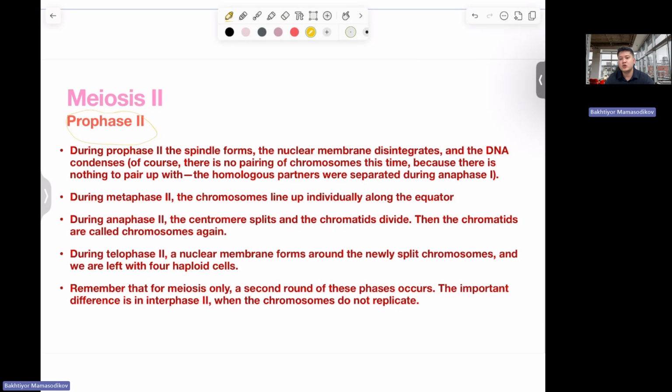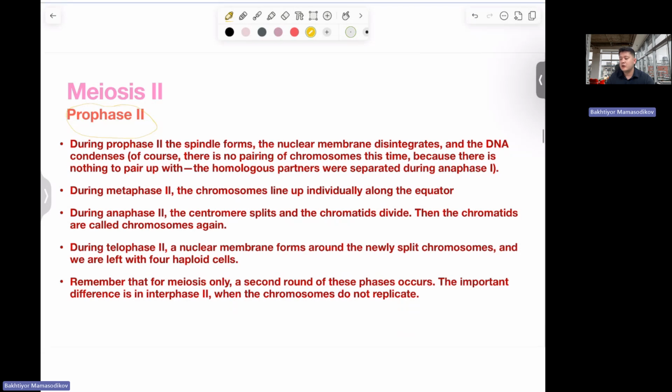In the metaphase II, please watch the video of the metaphase of mitosis. In the metaphase II, what happens? Chromosomes, which are 23 chromosomes per cell, are going to line up singly along the metaphase plate.